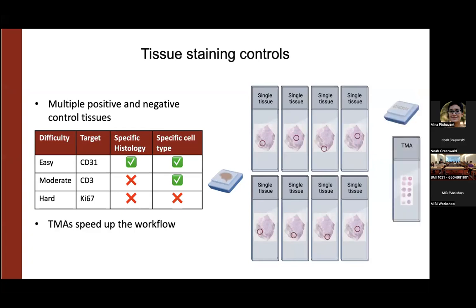So you can imagine that when you have 20 or 30 antibodies to validate for a MIBI panel, if you need to assemble many different types of positive and negative control tissues to validate each antibody clone, you'll go through a lot of time and it's quite tedious. So an easy way to speed up this workflow is to create TMAs. TMA stands for tissue microarray, where you can have different representative parts of different tissues assembled into one block, so it can go into one slide.